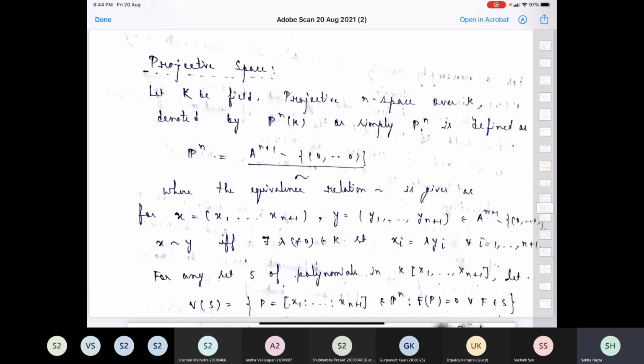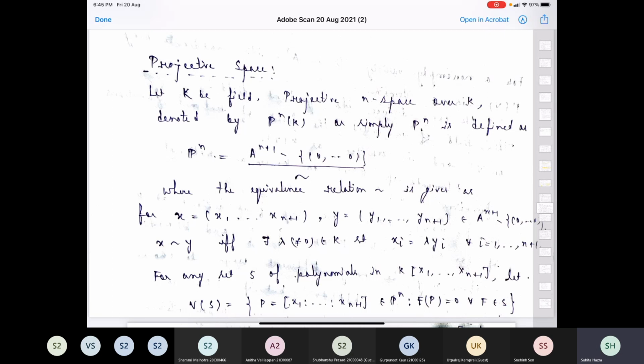I define the projective space: if K is a field, projective n-space over K is denoted by P^n(K), and mostly we write P^n. It's defined as K^(n+1) excluding the origin (0, 0, ..., 0), under the equivalence relation. The equivalence relation is: for x = (x1, ..., x(n+1)) and y = (y1, ..., y(n+1)) belonging to K^(n+1) minus the origin, x is equivalent to y if and only if there exists a non-zero λ belonging to K such that xi equals λ yi for i equals 1 to n+1.